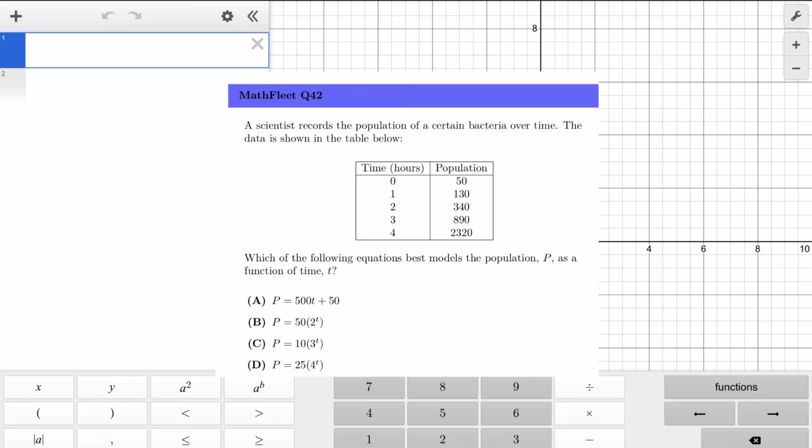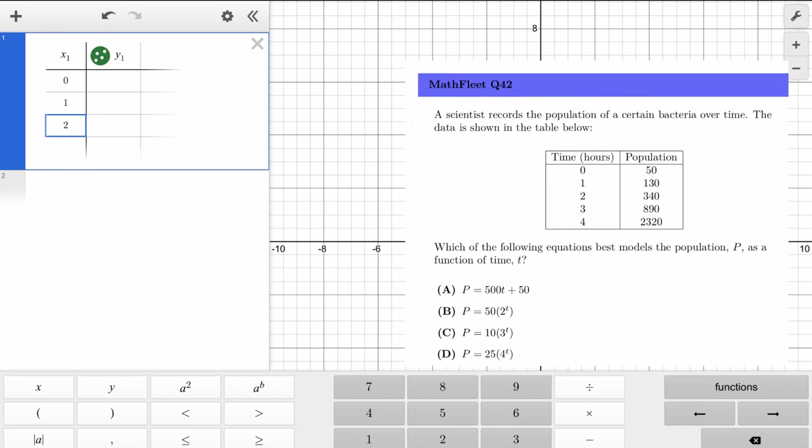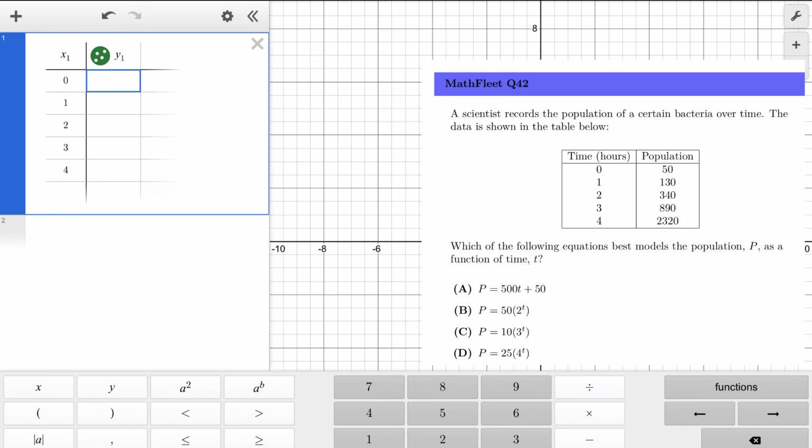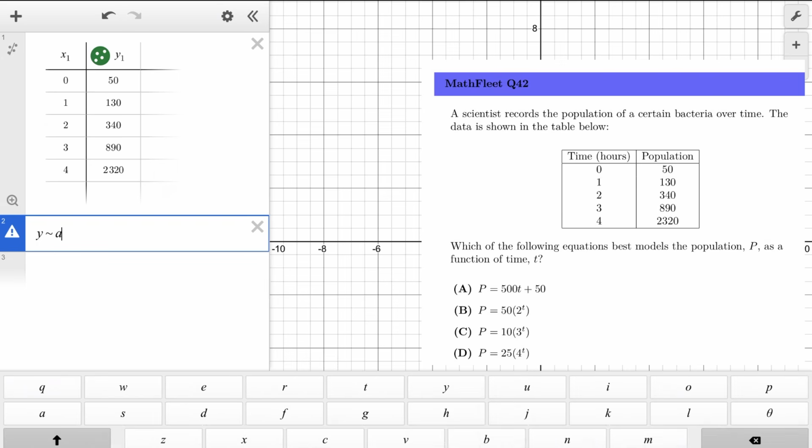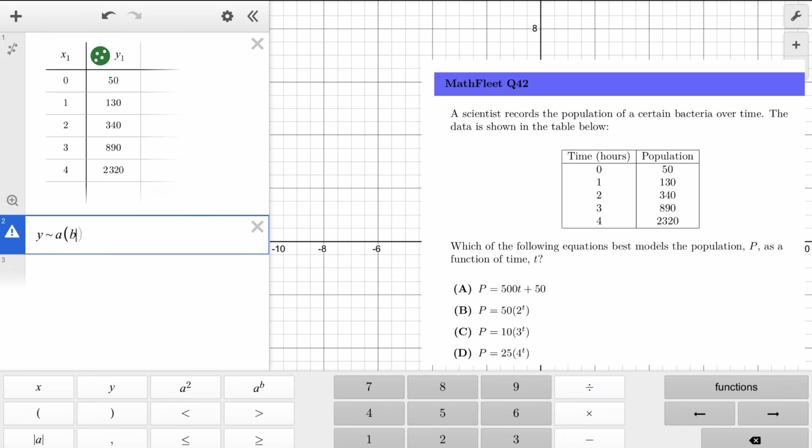We've got a table of time versus bacteria population. First, type the data into a Desmos table. Put time in the x column and population in the y column. Now, instead of guessing equations, let's try an exponential regression. In Desmos, type the equation with a squiggly instead of equals sign. That tells Desmos to fit an exponential model to our data.